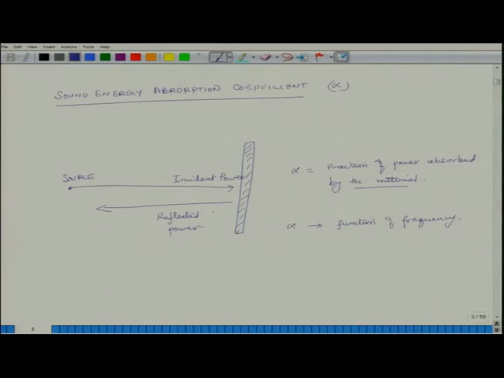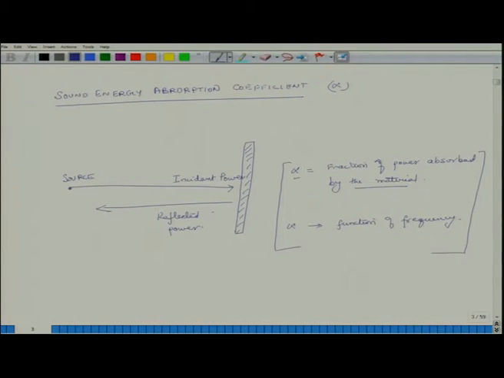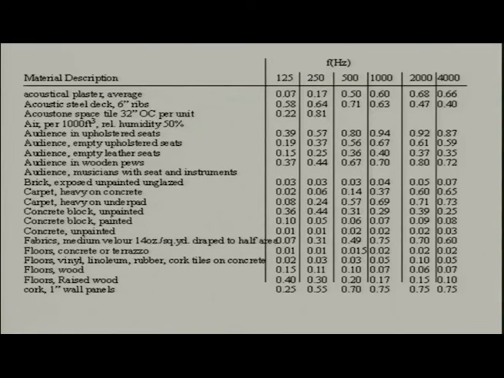So, different materials, the same material may absorb more sound at high frequency and maybe less sound energy at lower frequency. And there are standard, people have done lots and lots of experiments to characterize different materials, and a very large number of materials have been characterized for their values of alpha, the sound energy absorption coefficient. So, what we will do is we will look at a chart to get a feel of what kind of values are these. So, this is what I got from internet.